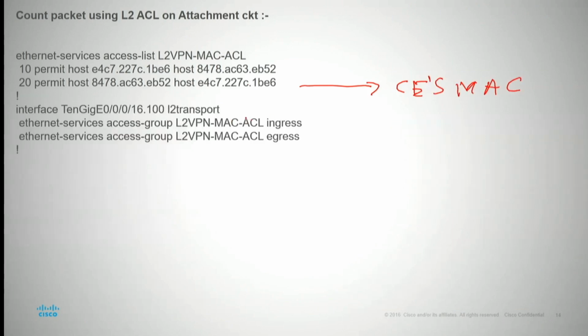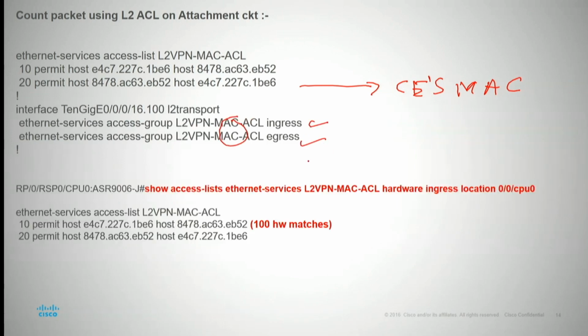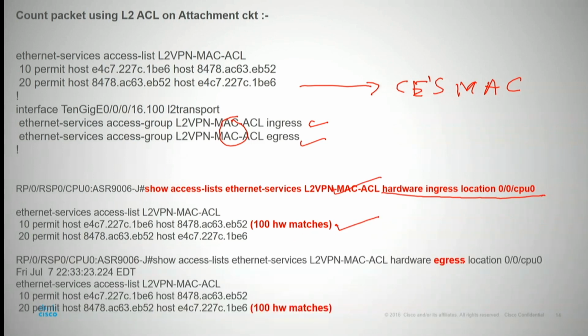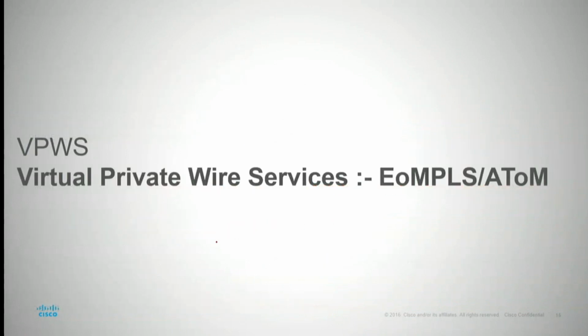So this layer 2 ACL I have applied in both ingress and egress directions. So we can see the counter. This is the ACL name, hardware ingress location. Here I could see 100 packets match, and again in the egress direction I could see that 100 packets are leaving towards the CE. So we could see that packets are hitting correctly using this layer 2 or layer 3 ACL. So this is about the local switching.